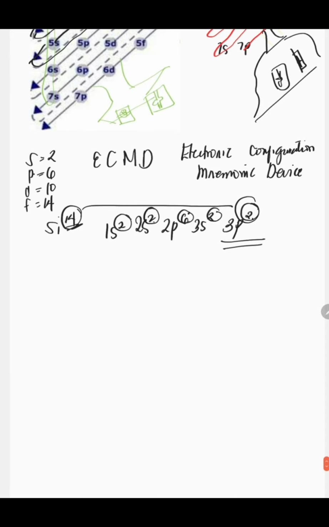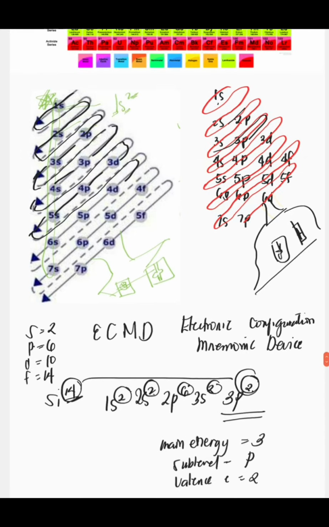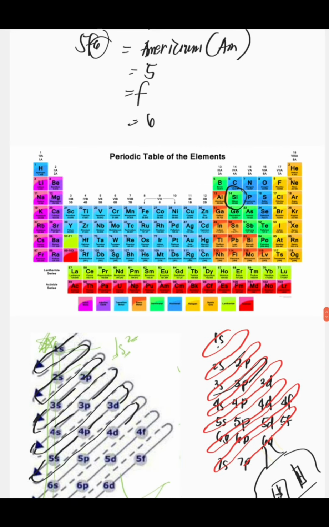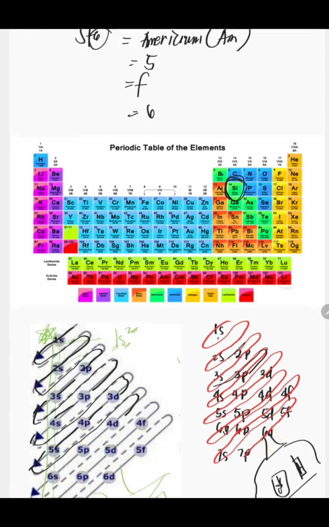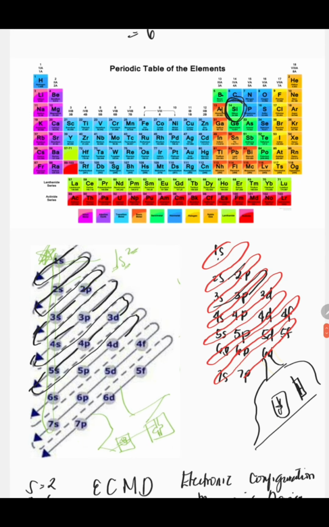Okay? What is the main energy level? Main energy level is 3. Sub-level, p orbital, valence electron is 2. And then, okay, yan po. Alright? So, kung titignan mo, 2p, 3p, 1, 2. Tama! Okay. So, that's how simple we do the electronic configuration using the mnemonic device.